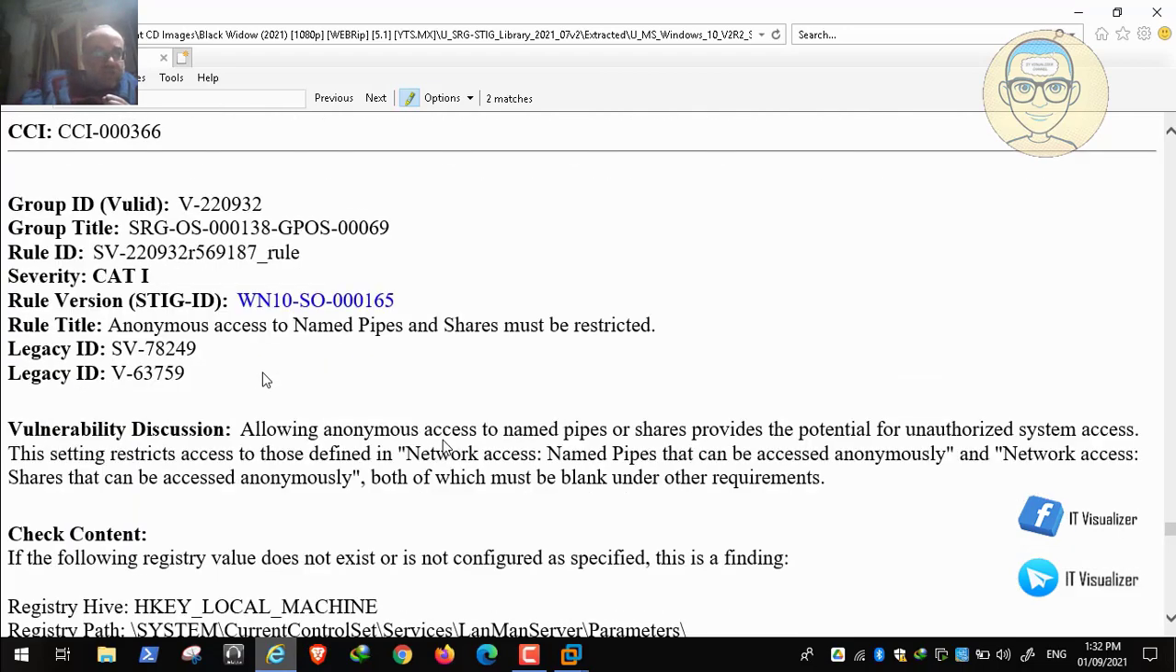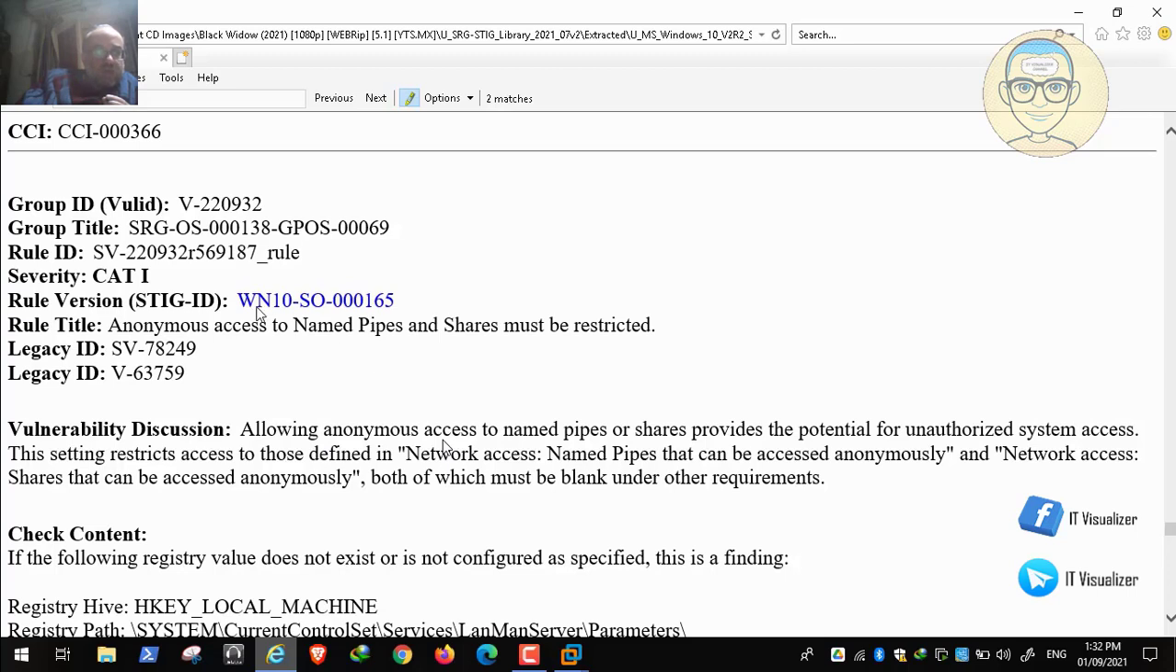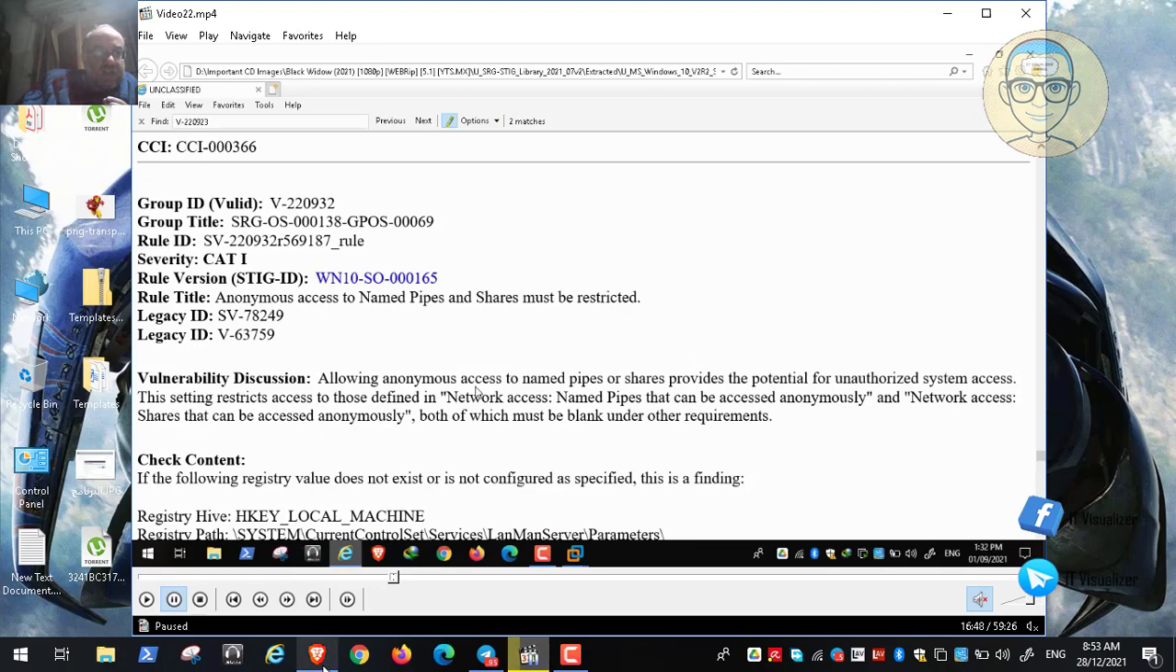Now, anonymous access to named pipes and shares must be restricted. Here it is saying that users outside your domain or outside your workgroup should not have access to shares in your domain or named pipes. What are named pipes? I think it is related mostly to SQL databases. So anonymous users should not have anonymous access to SQL databases or shares. This is very logical. So let's see what a named pipe is.